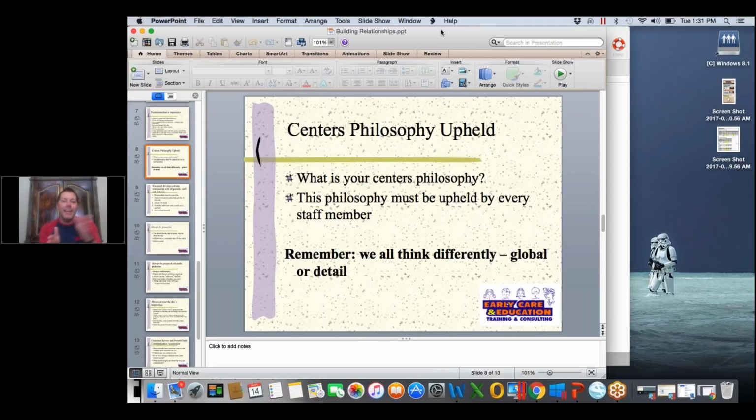We don't want anything to happen as the children are transitioning from classroom to classroom. We don't want anything to happen that's going to set them back. All right. So that's a good one right there.